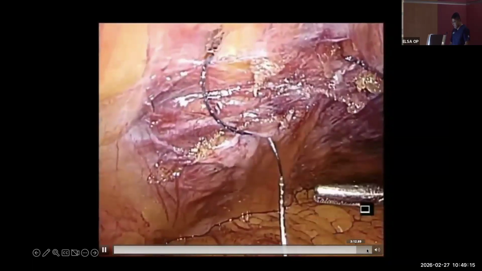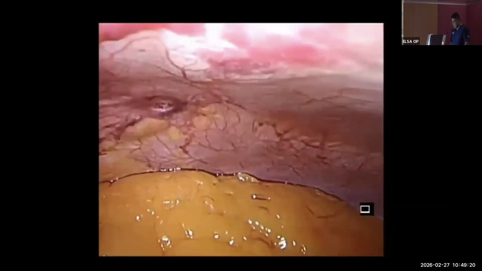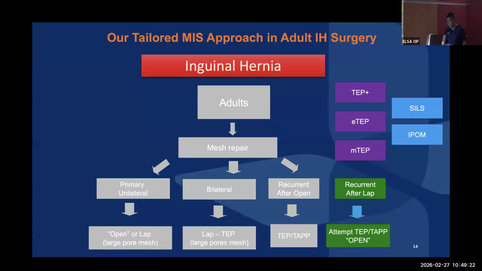So that's about it. Okay. So this is our approach that we follow in our hernia center. If it is primary unilateral, well, you have the expertise, you can do endolaparoscopy, but if you don't have the expertise, open hernia with mesh, with sling repair, is a good option. Bilateral is an indication for endolaparoscopy because we minimize the amount of surgical trauma for these patients.